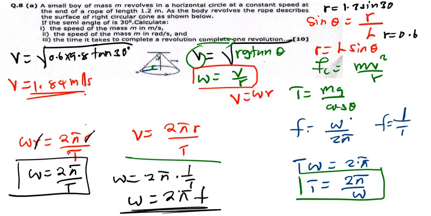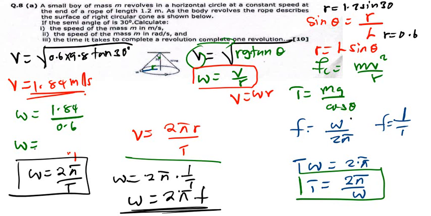So W is equal to V, which is 1.84, divided by the radius, which is 0.6. So W will be equal to 1.84 divided by 0.6. That is 3.06, which is 3.07 rad per second. As simple as that.